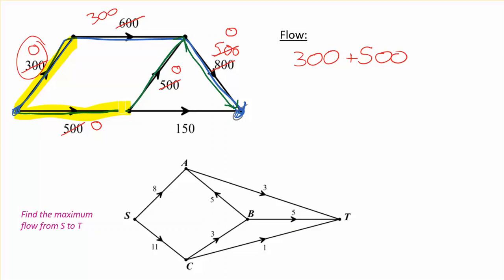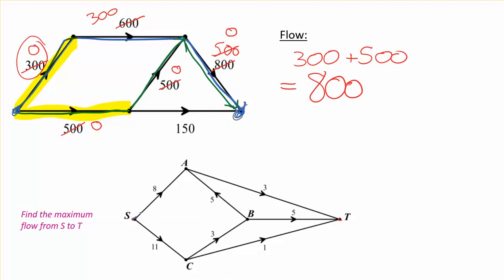What we now realize is we can't actually get from the start to the finish any other way because we need to cross edges that are already worth 0. So we can't get there. What that means is that we put an equals and the maximum flow for this network is 800. Let's do one more example. We're getting from S to T.